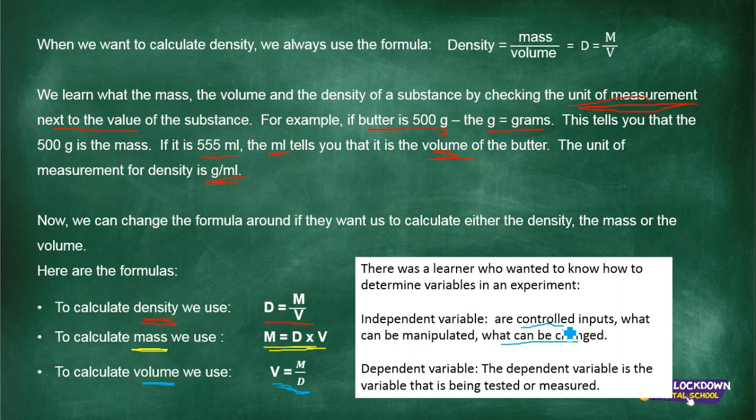You can perhaps use a 250 gram cup, or you can use a 500 gram cup. But whatever volume you're going to use, it must be consistent throughout for each dependent variable that you're going to use. Now, the dependent variable is basically the variable that is being tested or measured, which was the sand, the water, or the flour. So I hope that clarifies what you need to know about dependent and independent variables.